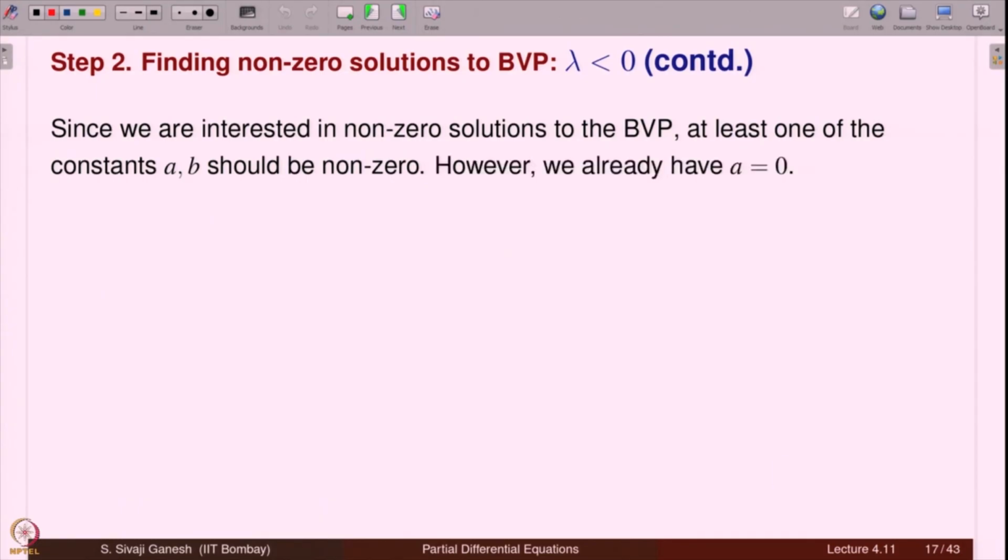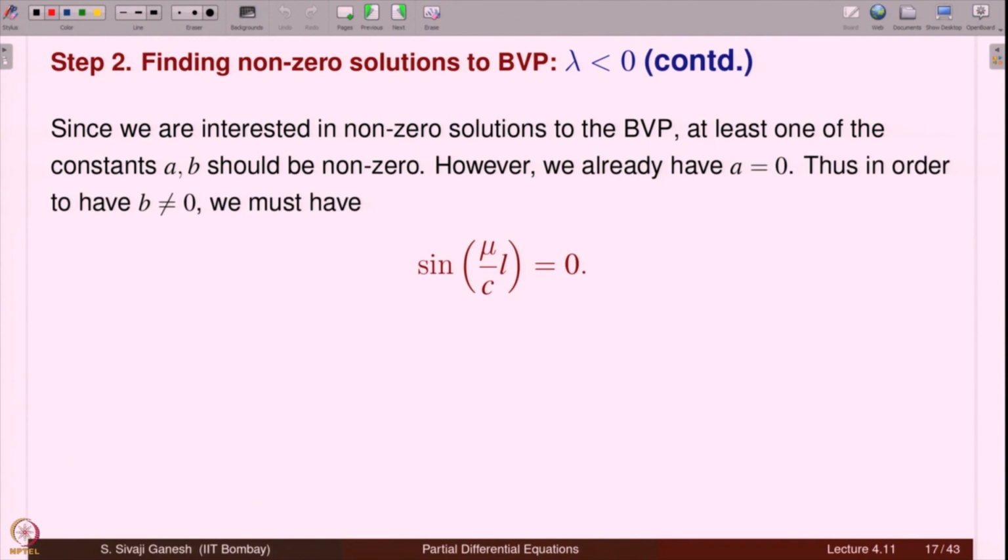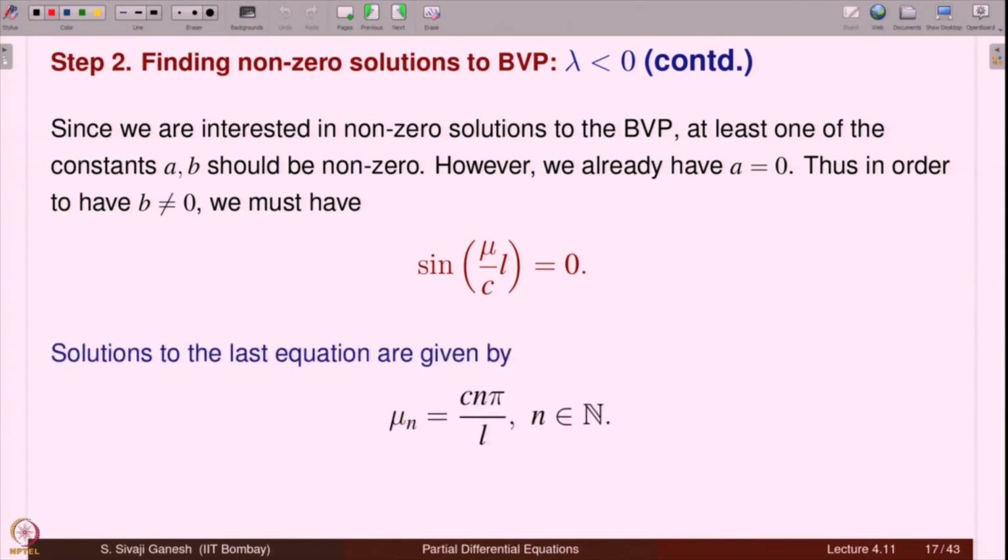So, we want at least one of the constants A, b to be non-zero, but A is already 0. Therefore, to have b non-zero, we must have sin of mu by c L equal to 0. So, sin of something is 0 means that it is a multiple of pi. So, mu n equal to c n pi by L, such n belongs to N. So, these are the solutions of this.